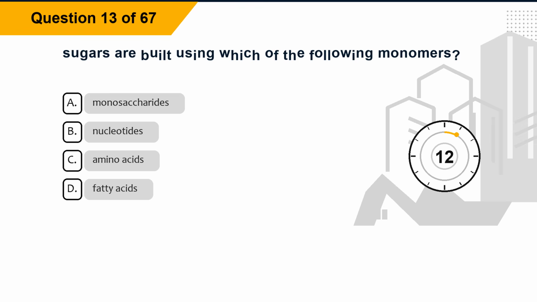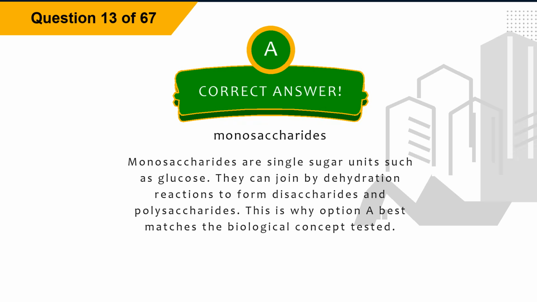Question 13. Sugars are built using which of the following monomers? Option A, monosaccharides. Option B, nucleotides. Option C, amino acids. Option D, fatty acids. The correct answer is option A, monosaccharides.